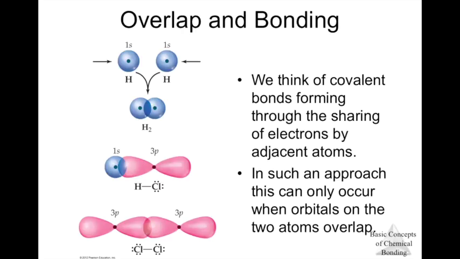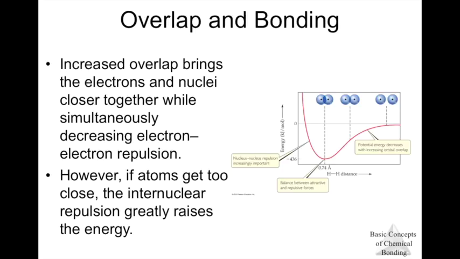And so if you recall the previous video, we talked about electron density and finding greater electron density between the molecules. And so this increased overlap brings the electrons and the nuclei closer together, but at the same time, it's also decreasing the electron-to-electron repulsion. But if you get too close, then all of a sudden the internuclear repulsions greatly increase, and so they're going to start pushing each other away. And all this means is that for every bond, there's basically a sweet spot, right?